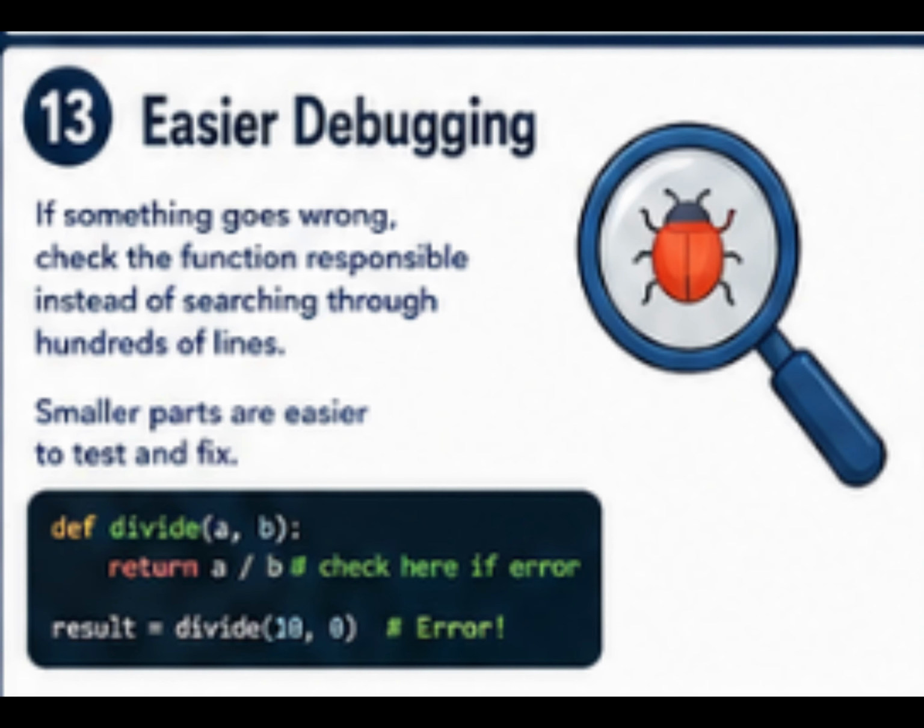Smaller functions also make debugging easier. If a program gives the wrong answer, you only need to check the function responsible for that task instead of searching through hundreds of lines of code. Since each function focuses on one job, mistakes are much easier to find and correct.